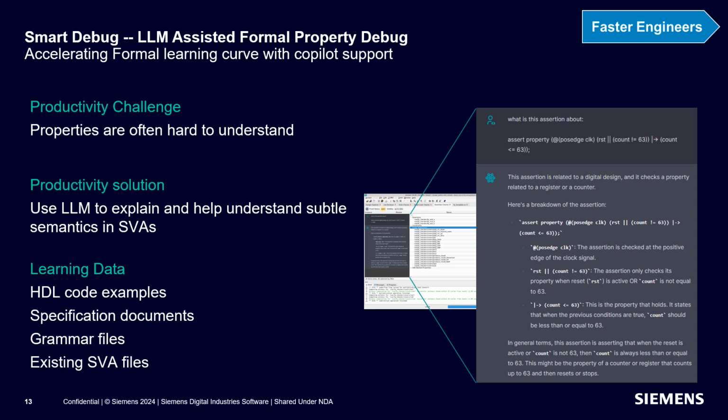And our large language models are fine-tuned on HDL code examples, specification documents, grammar files, and existing SVA files in-house. So the example we showed on the right-hand side is basically we have some assertion about a counter. Actually that assertion should include both upper bound and the lower bound, and obviously it's missing the lower bound. With English language description, you can easily see what that assertion is about and what I'm missing.